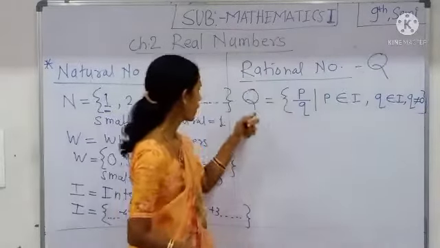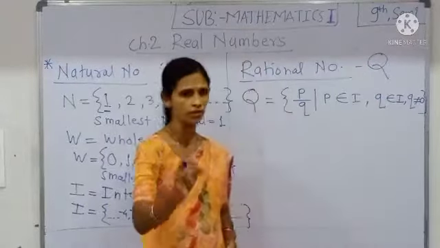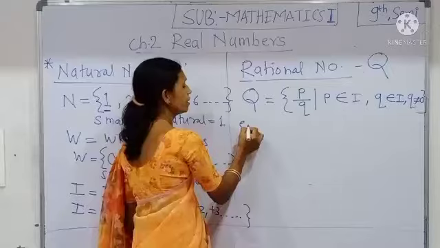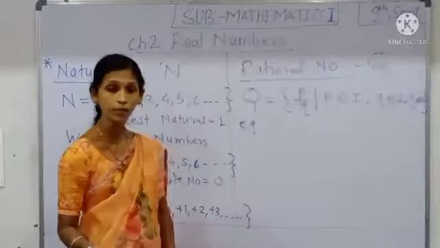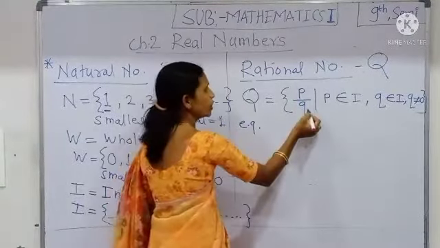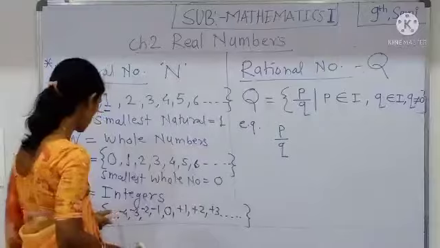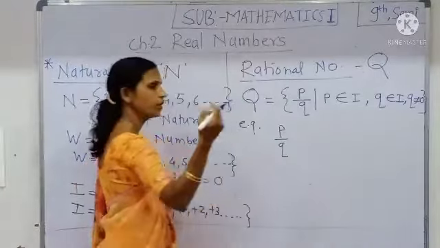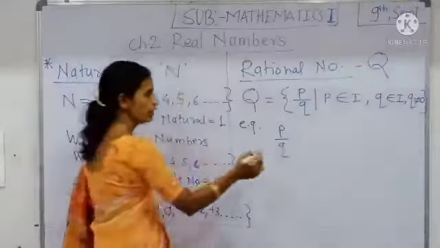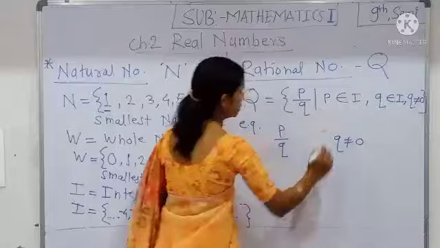That means the rational number set is written in the form of a rule method. Then we can write a few examples of rational numbers using this rule. It is in P upon Q form, where P and Q are both integers. That means P and Q may be any positive number, any negative number, or 0, but Q should not be 0. The condition is that Q should not be 0.